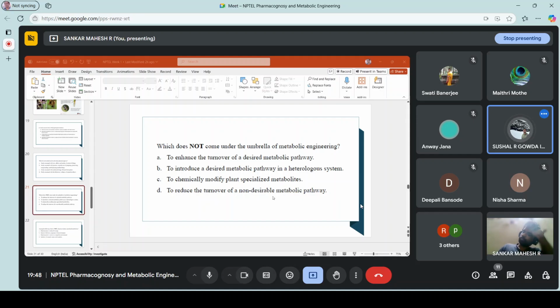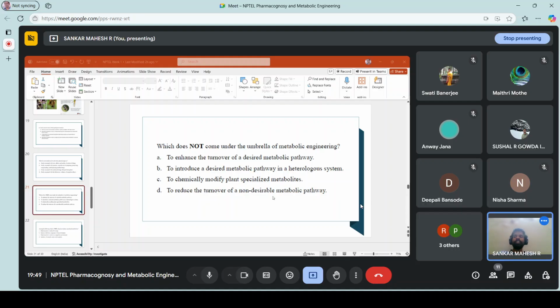And D, it is to reduce the turnover rate of non-desirable metabolic pathway. In metabolic engineering you have many aspects to look into. If you want a particular metabolite to be produced in higher quantity, you will have to shut down other pathways, or reduce the flux towards those pathways, so that the pathway that you are targeting is enhanced much. So this turn off of non-desirable pathway can also be an option, and it comes under metabolic engineering. But chemically modifying a plant specialized metabolite can't be done using metabolic engineering. That's a different aspect of chemistry where you design drugs and whatnot.